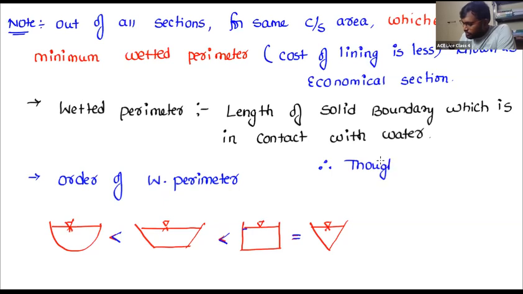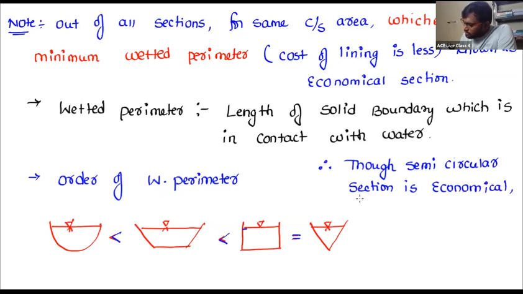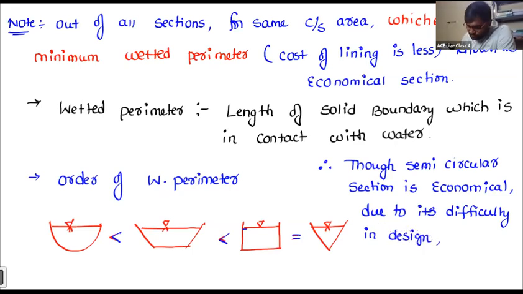Though the semicircle section is economical, due to its difficulty in design, the trapezoidal section is commonly preferred.